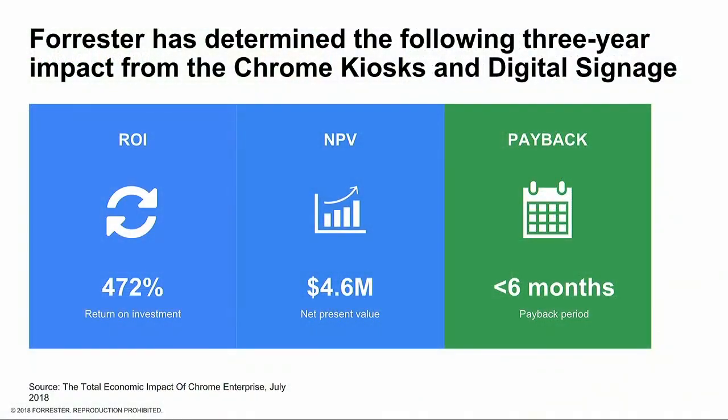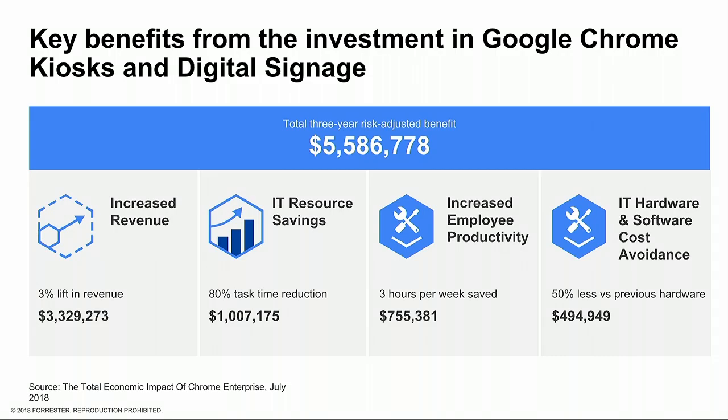So for this study, we found that our composite organization saved about $4.6 million over the 3-year period. They had a 472% return on investment, and the payback here was less than 6 months. There were 4 benefit categories that we quantified for this study, the first being increased revenue. So how's an organization increasing revenue with digital signs and kiosks? Well, we'll go back to our retail company that we talked to for an example. Now, they said that their customers are now expecting the same variety, the same sizes, and the same shapes of products, for that matter, of what they would get online in the store.